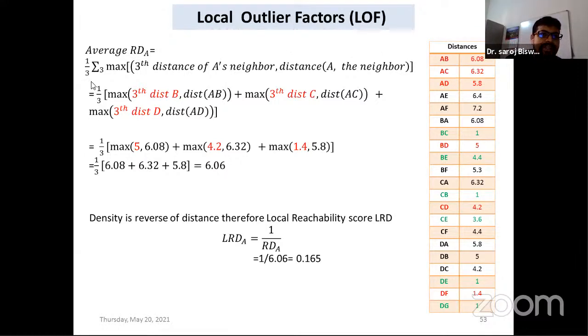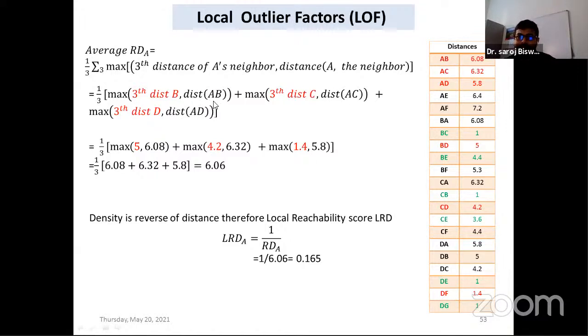So 1/3, the summation of 3, then max. Max is what? The third distance of A's neighbor. Third, because the value of K is 3. That's why we are interested in calculating the third distance of each neighbor, comma, distance of A, comma, the neighbor. How many neighbors do we have? 3 neighbors, so we have to do this 3 times. So 1/3 max, third distance of B, because B is one of the neighbors, and then comma, the distance between A and B, that is AB.